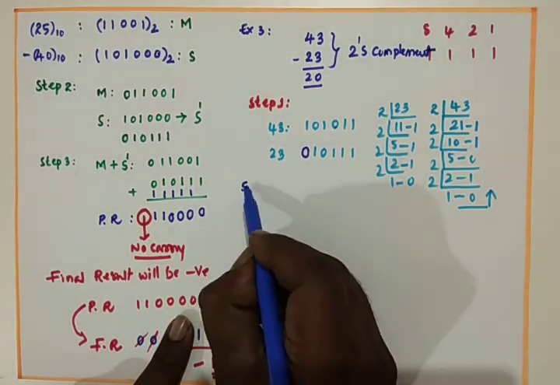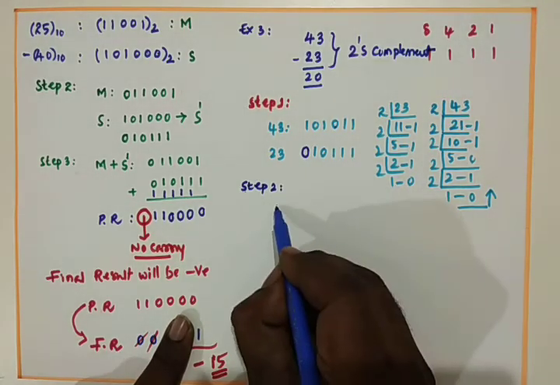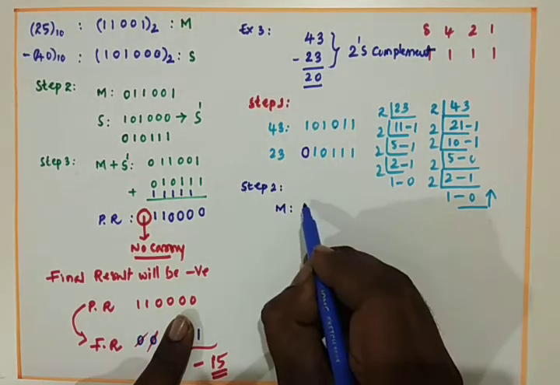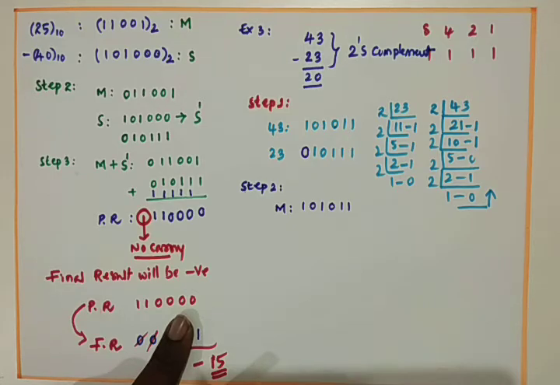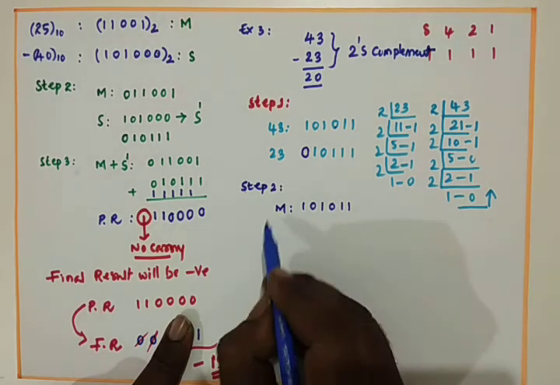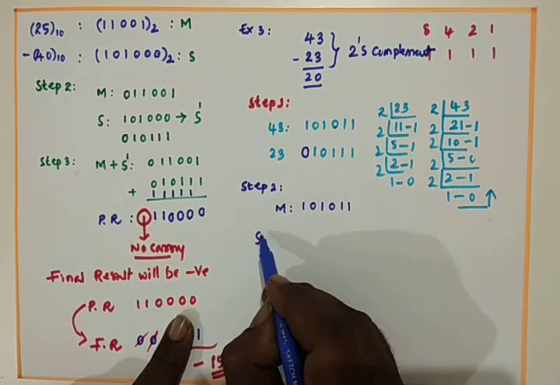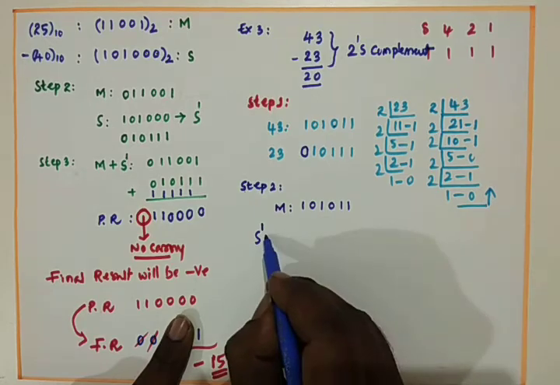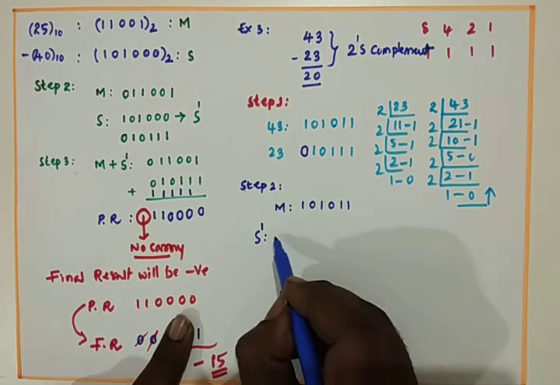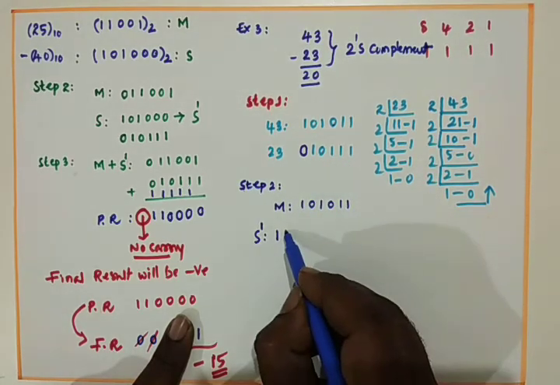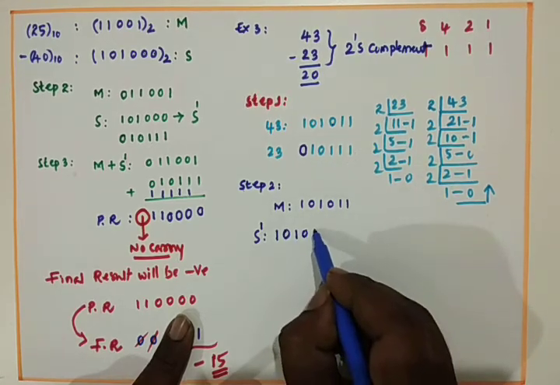Then next one is step 2. Now I can go with step 2. Then minuend is added as it is. What is minuend? 101011. Then we need to have the complement of the subtrahend, the 1's complement of the subtrahend. 1's complement of the subtrahend means 010111. That means 0 is replaced by 1, 1 is replaced by 0, and 0 is replaced by 1, and 3 ones will be replaced by 3 zeros.